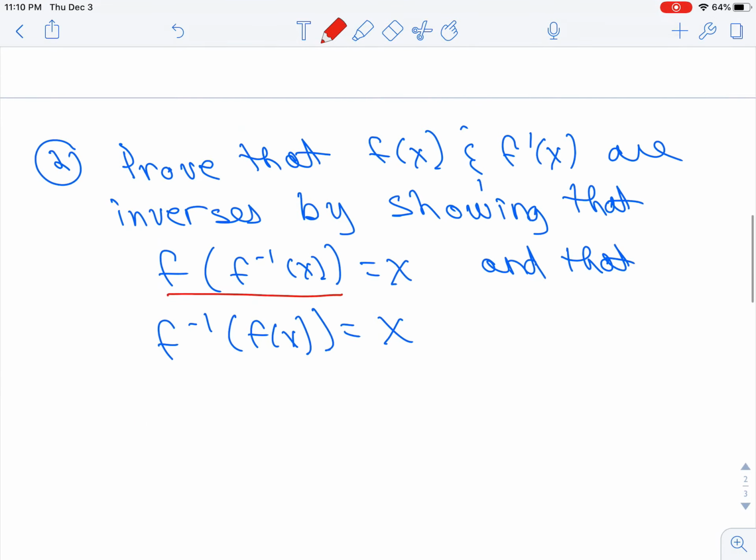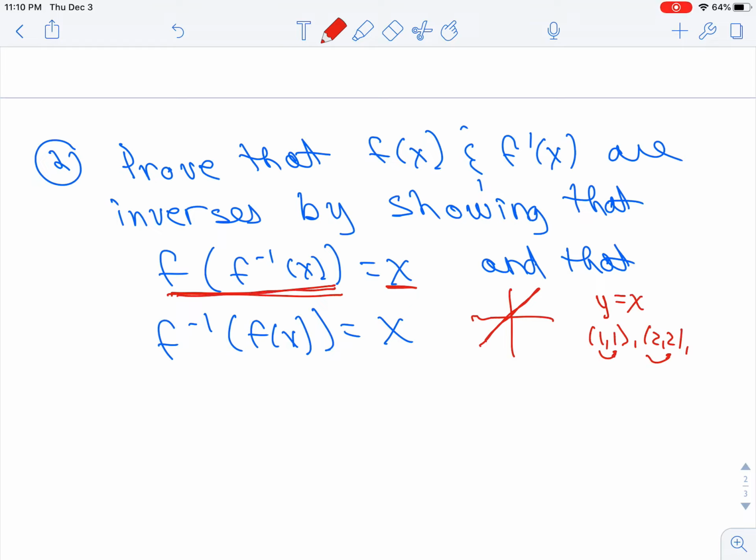So if you compose the functions f of f inverse of x, it should act like the identity function. The identity function is just the line y equals x. It's the function that maps everything onto itself. The ordered pairs that are on that are, for instance, (1, 1), (2, 2), (3, 3), and so forth. So every value gets mapped onto itself. That's why it's called the identity function.